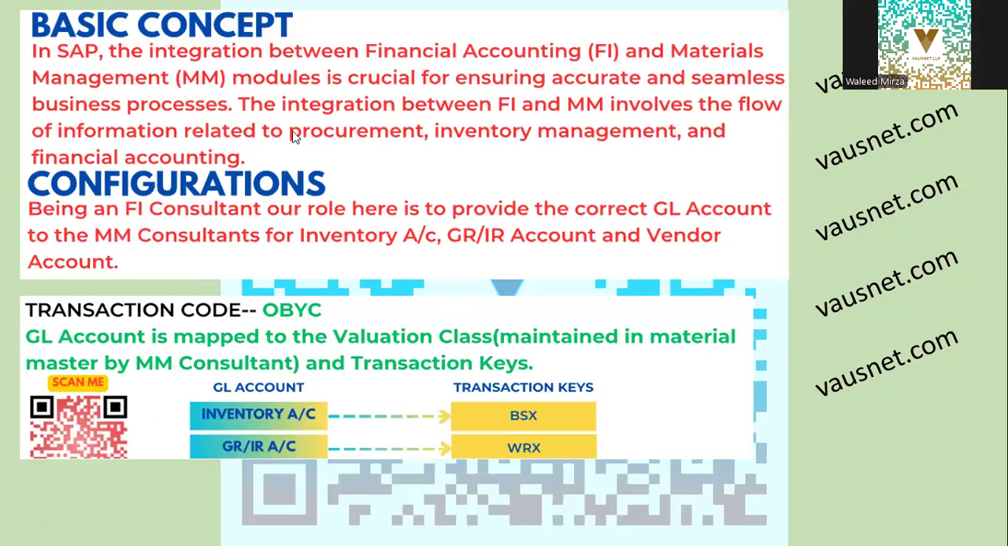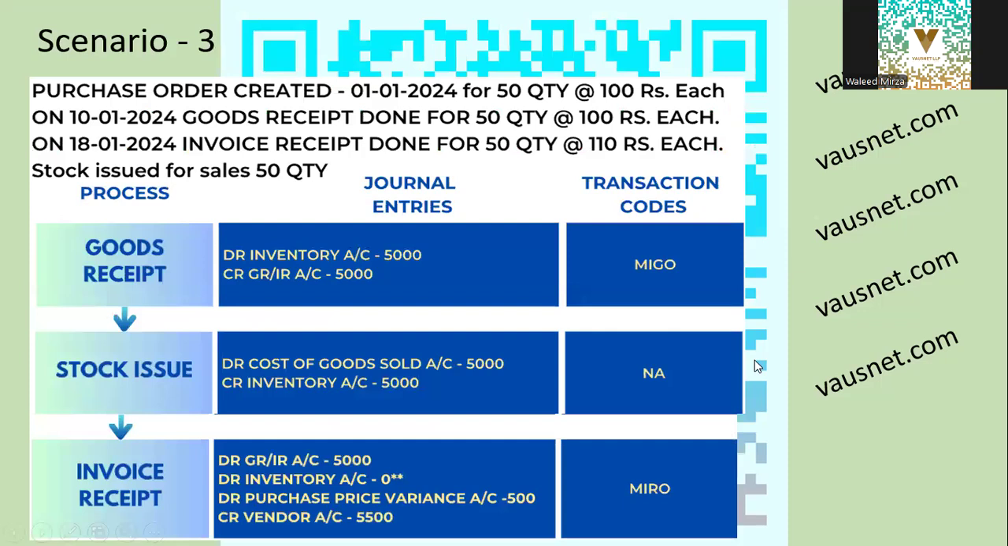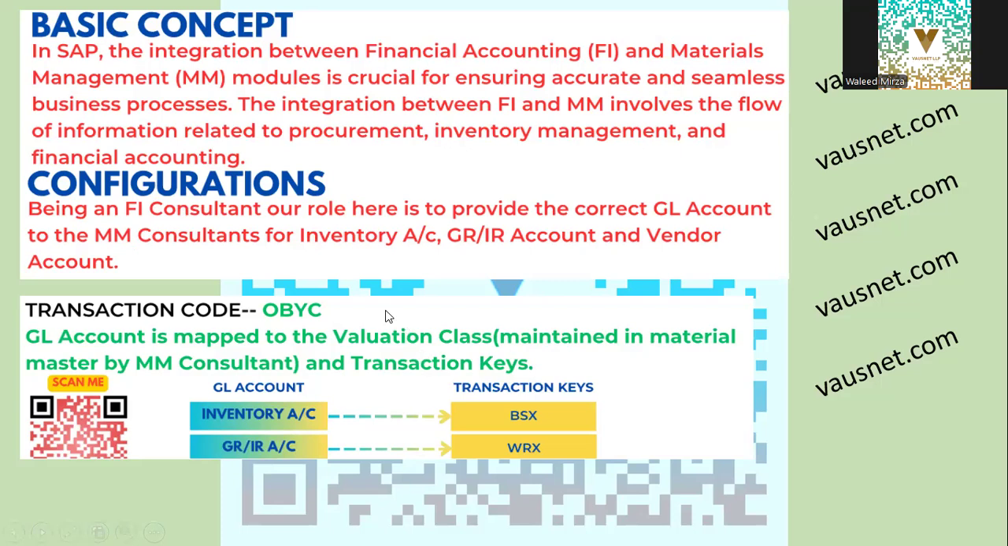So the concept is the integration between FI and MM is crucial for ensuring accurate business process. The integration involves flow of information related to procurement, inventory, and financial accounting. So the finance consultant will take care of GL account, inventory account, GRIR account, vendor account, and variance accounts. Okay, we have already seen the variance account, purchase price variance, and all of this is configured in OBYC.